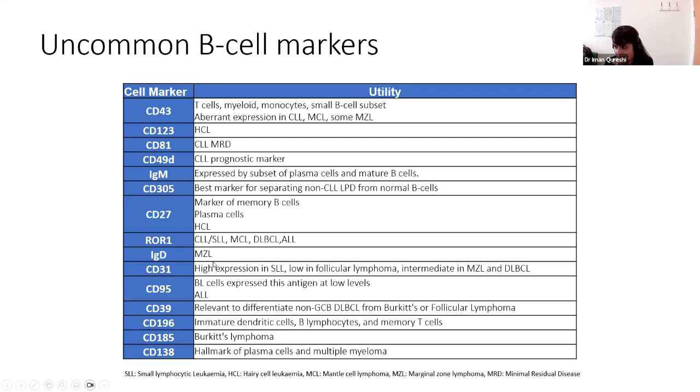And then as we get down, there are quite a few cell markers. I'd be really interested to hear from those attending the webinar how useful they find markers such as CD95, CD39, CD196, CD185 as well, and what their experience has been with them.